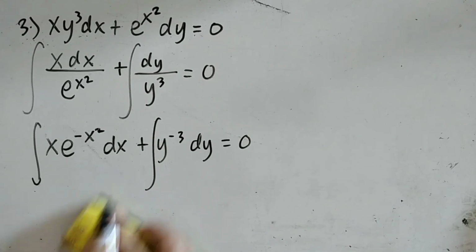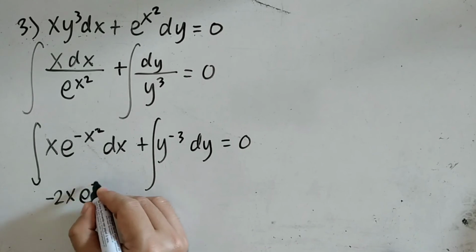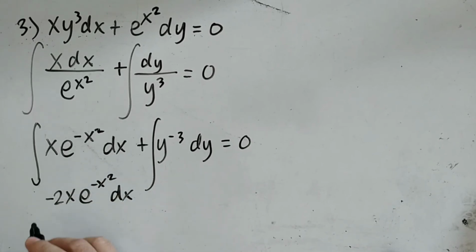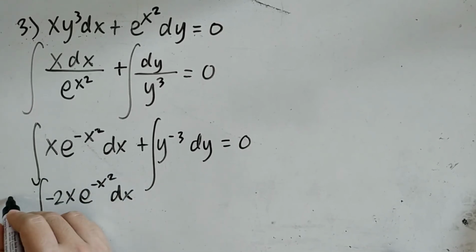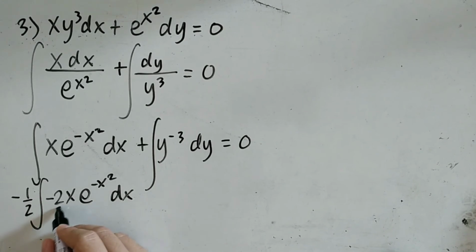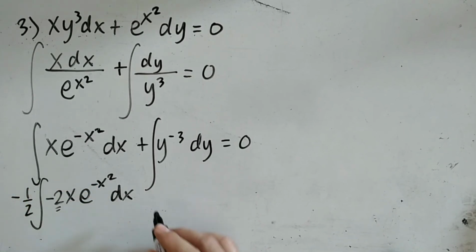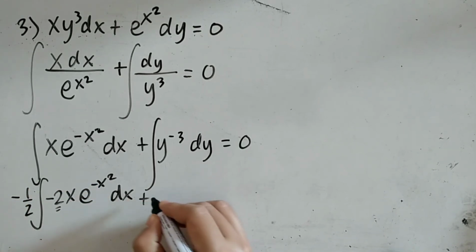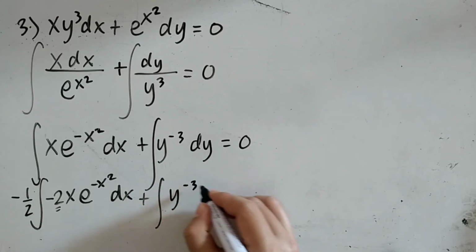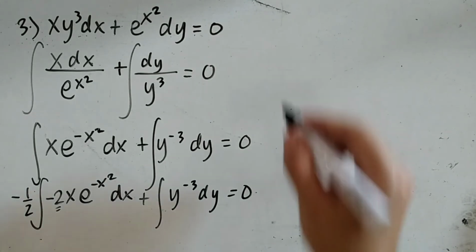Okay, so we have negative 2x e to the negative x squared dx. And outside the integrand, we can have negative 1/2 so that it's just the same as multiplying by 1. Okay? So we adjust the integrand because we only differ by a constant from having our du. So this becomes integral of y to the negative 3 dy equals 0. We can now proceed with our integration.